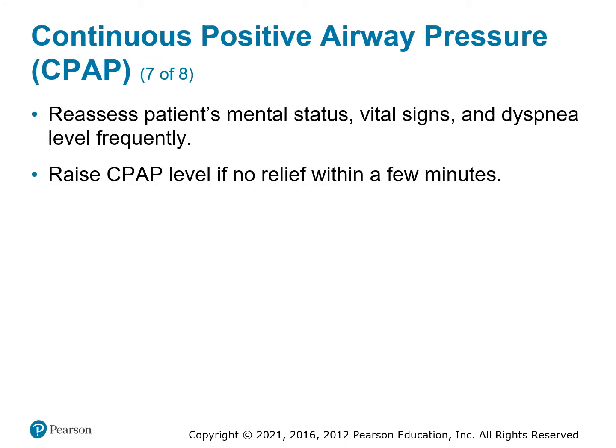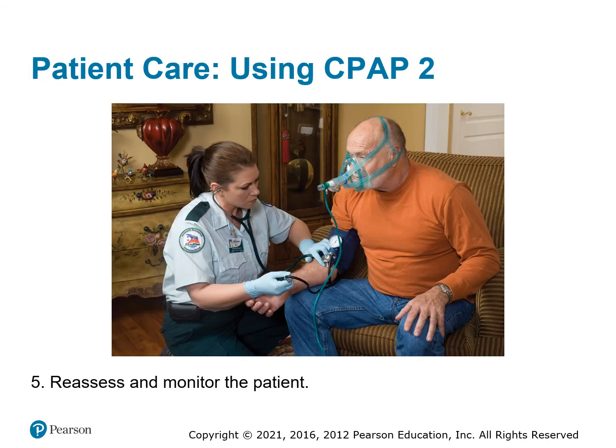Reassess as you do it. Continually reassess. If it doesn't get better, increase your rate or your pressure. If you start at 10, go to 15, go to 20, go to 25, go to 30, whatever your protocol allows you to do. Continually reassessing the vital signs, making sure you're not having any hypotension, the patient is doing good, and they're not having nausea.